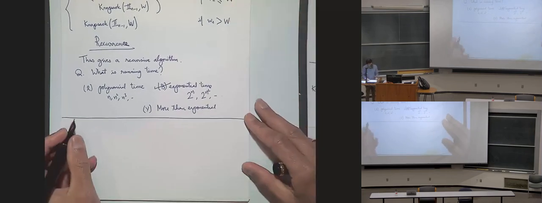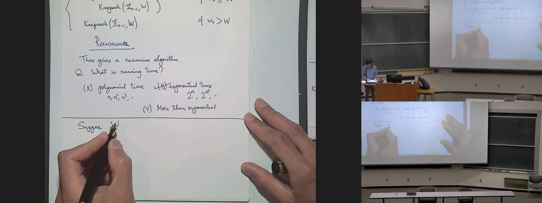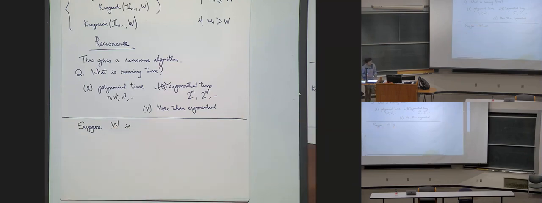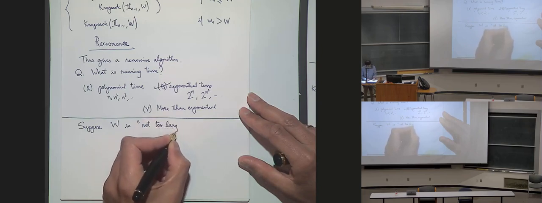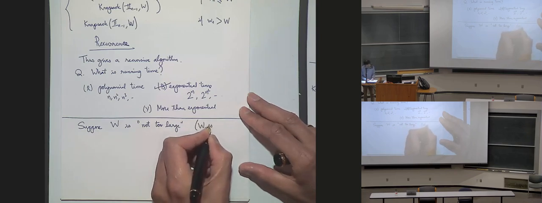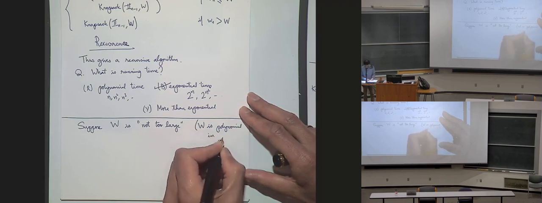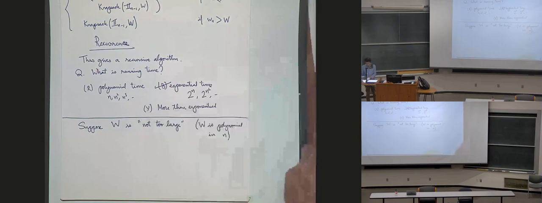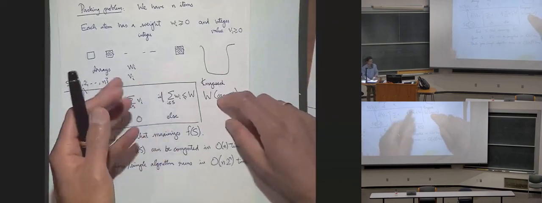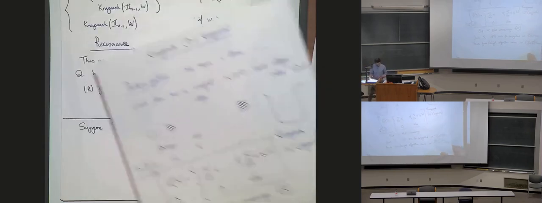Okay, so what I'm going to say is suppose W, which is the total weight of the knapsack, is not too large. What I'm just saying is that W is polynomial in n, which is a pretty reasonable assumption for many settings, right? Like the weight of the knapsack, this is some reasonable number. It's just polynomial, which often happens.